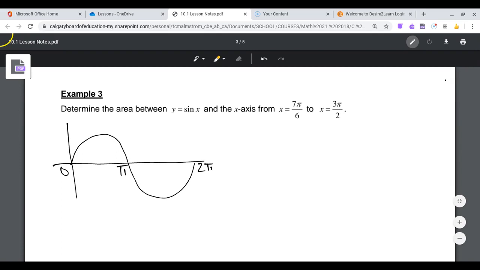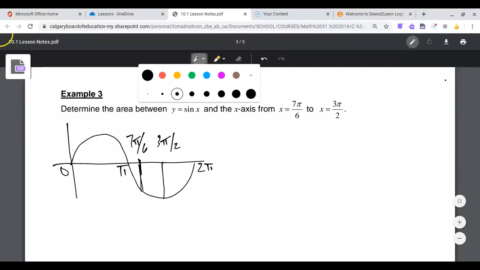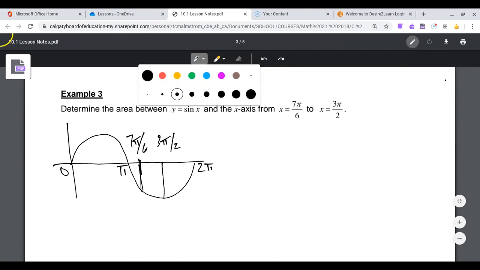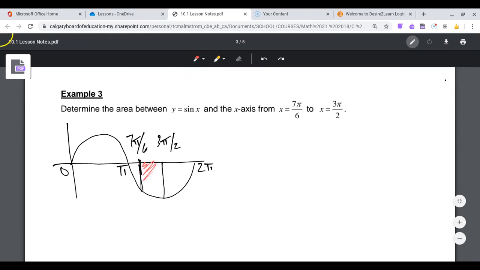So 7π/6 is slightly more than 6π/6, or π. So I have one boundary right about here. And then 3π/2 is where the minimum happens on my sine graph. So there's my area right here. Oh, I wanted a different color. Here we go. Beautiful. This is where you can bring in your pencil crayons, make your notes so pretty.